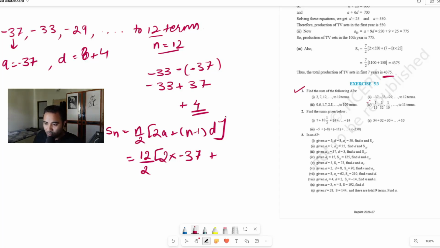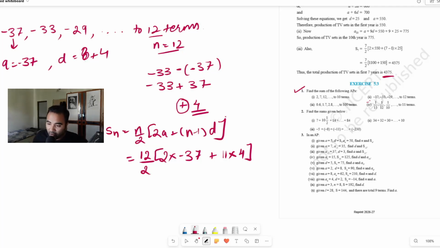N is 12. So 12 minus 1, 11 multiplied by d is 4. Keep in mind right now it is positive, so we have only taken positive 4. If the d is negative, you have to put it with sign. Most of the students make mistakes in signs, that is positive or negative. That is where there is filtration of marks.